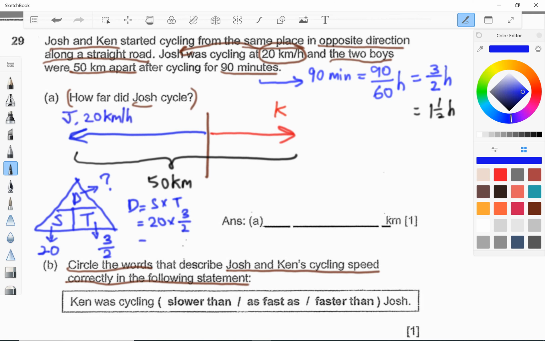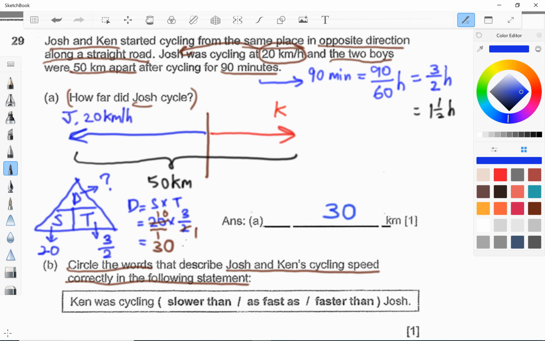Given that this is paper 1, cancellation is what we need to do in order to get the answer. How to cancel? 2 divided by 2 is 1, 20 divided by 2 is 10, and 10 times 3 will give us 30. This means that Josh actually cycled 30 kilometers. So indeed we have found part A of our answer.